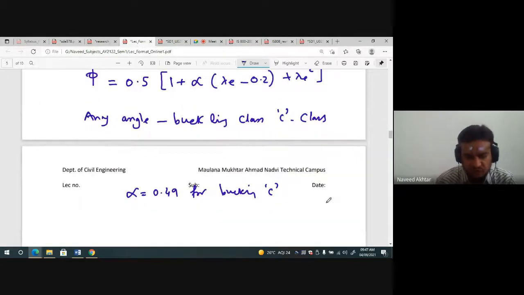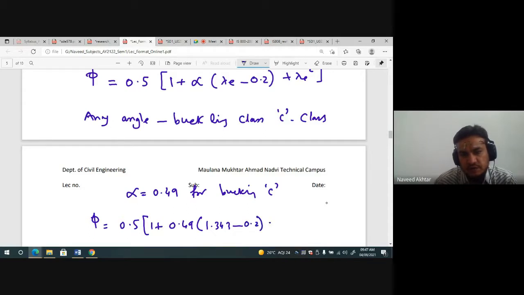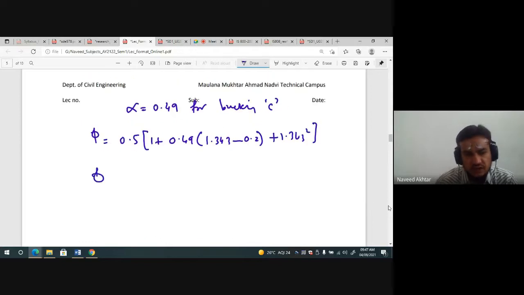Now we put the value. We know that phi is equal to 0.5 into (1 plus alpha, which is 0.49, times lambda minus 0.2, plus lambda square), with lambda 1.343, we will get the value of phi. So phi is equal to 0.5 into (1 plus 0.49 into (1.343 minus 0.2) plus 1.343 square). So the phi value is 1.68.